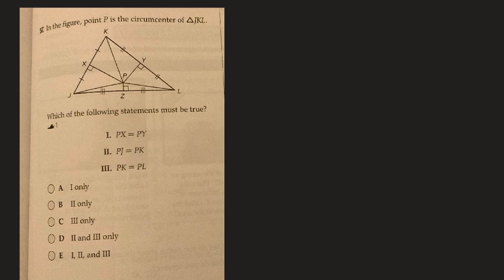So this one's complicated because you have to say which of the following statements is true. If you pick A, only statement 1 is true. Only 2 is true, only 3 is true, 2 and 3, 1, 2, and 3. Now let's read the question. In the figure, point P is the circumcenter of the triangle.